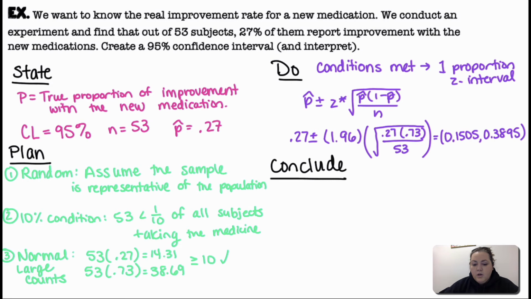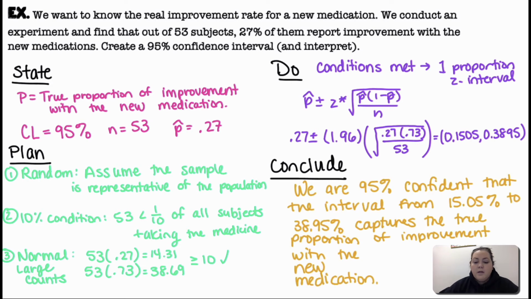So now I can write my conclusion. We are 95% confident that the interval from 15.05% to 38.95% captures the true proportion of improvement with the new medication.